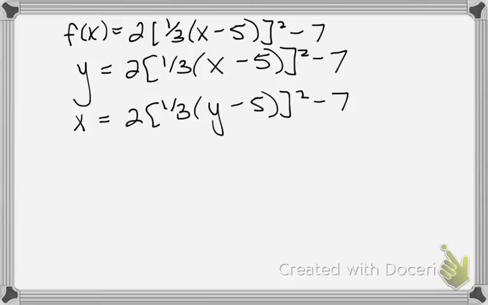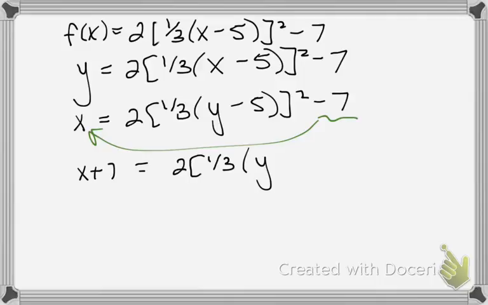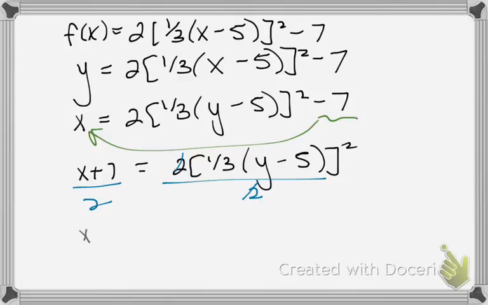Alright, second step is to re-isolate for y. I'm going to do this the same way that I always do. I'm going to start with this guy, and I'm going to move him over. Okay, we're going to get x plus 7, and we'll just do this step by step. Okay, I'm going to divide out this 2 here. Okay, so that's now gone. So we have x plus 7 over 2 equals 1/3 y minus 5 squared.